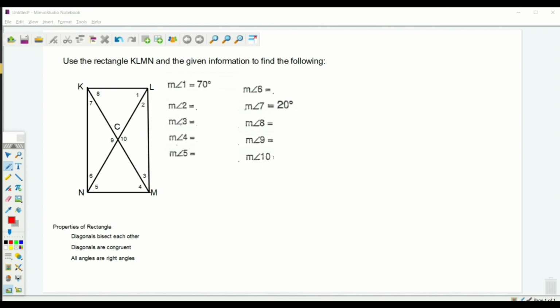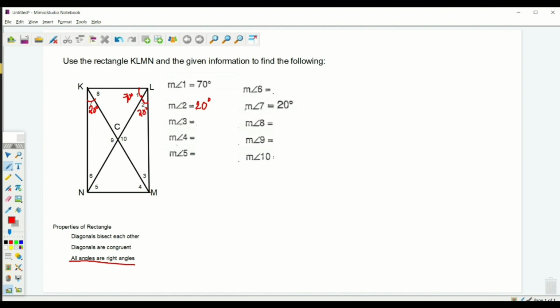Okay, so we have here the given measure of angle 1 is 70, so we'll write it here. So angle 1 is 70 degrees. Then angle 7 is 20 degrees. Now to solve for angle 2, if you still remember, all angles are right angles. So we have angle L, which is angle 1 and angle 2. Since angle 1 is already 70 degrees, what is the measure of angle 2? Okay, very good. The answer is 20 degrees. So we'll write it 20 degrees.